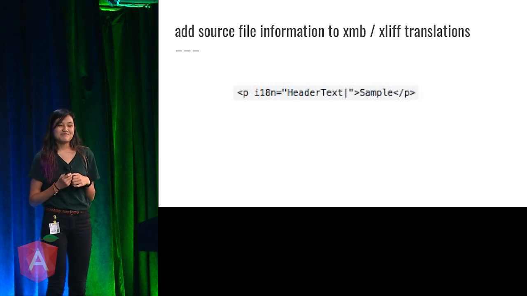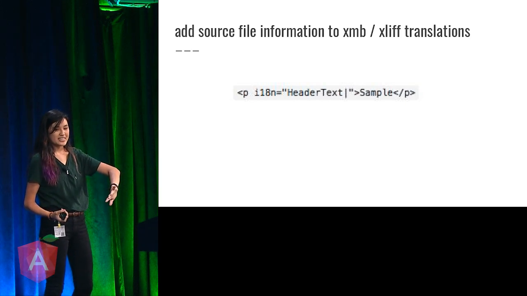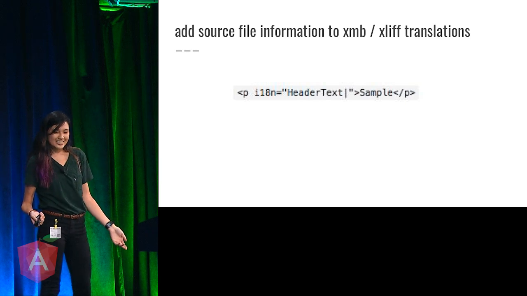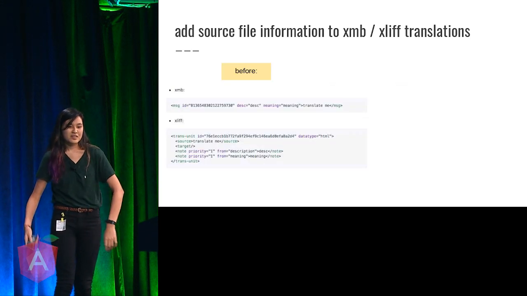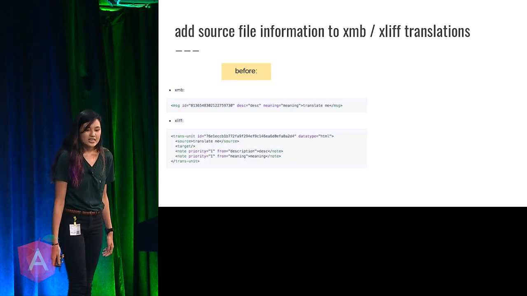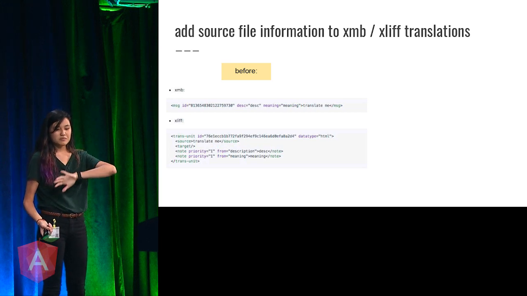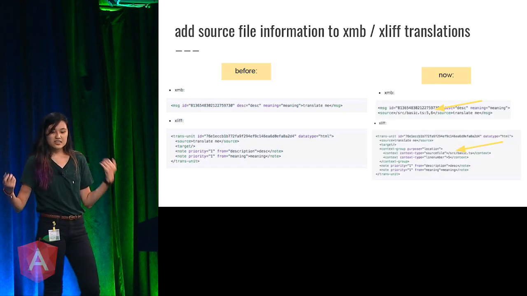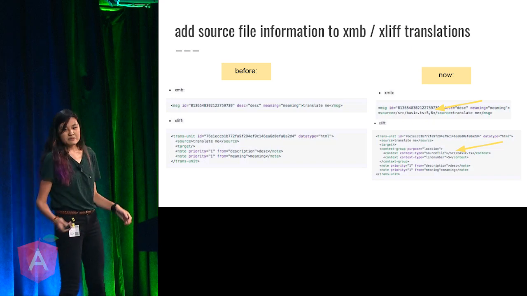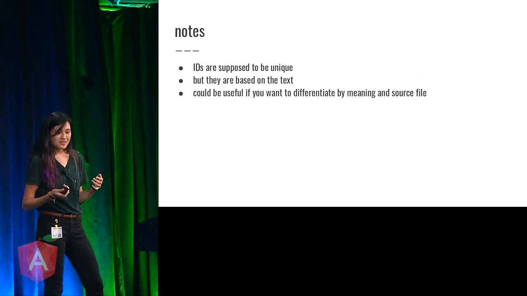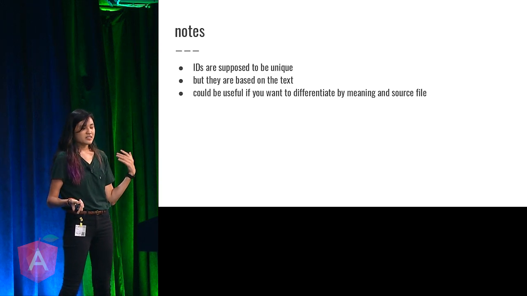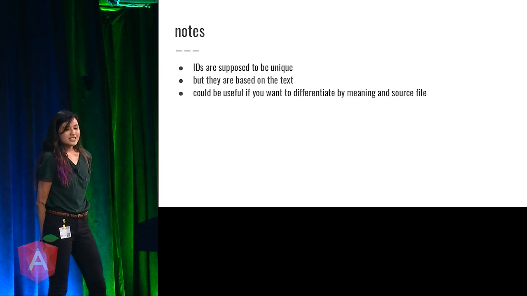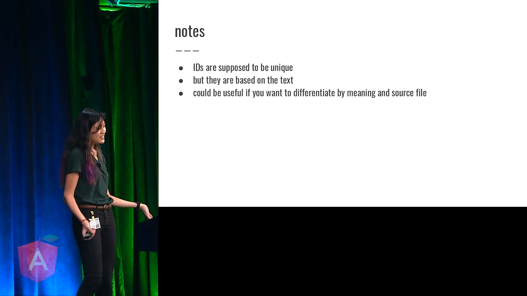Another new thing: now there's source file information in XMB and XLIFF translations. If you have an i18n element here with header text and sample, before you would be getting the ID, which is unique, a description, meaning, and so on, with the text that you wanted to translate. Now you can also get the source file that it's in. This is really helpful because IDs are supposed to be unique, but apparently they are also based on the text. So if you change the text because of a typo or something, it also changes the ID. So it could be useful if you want to differentiate by the meaning that you give it and the source file.